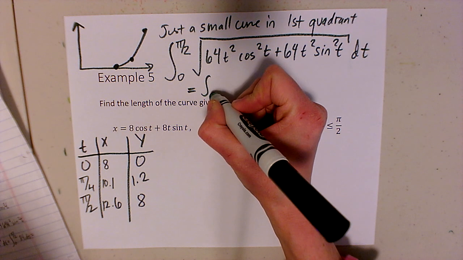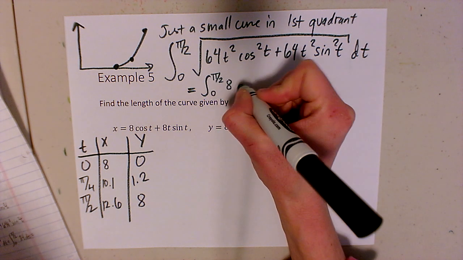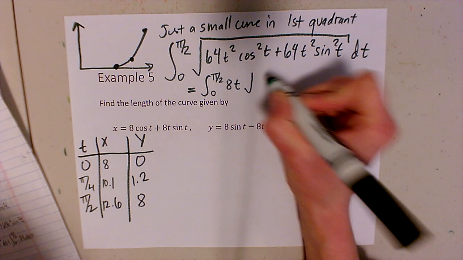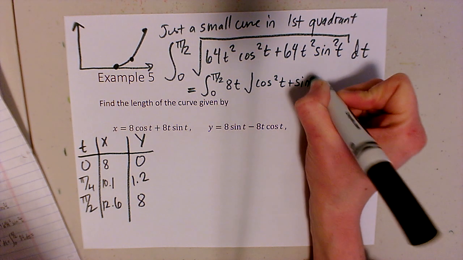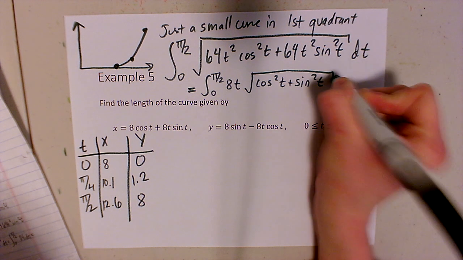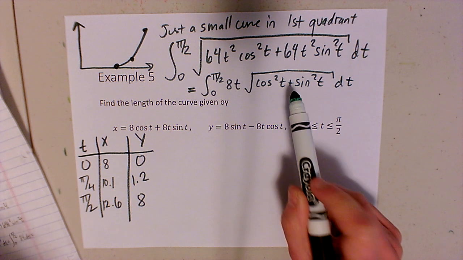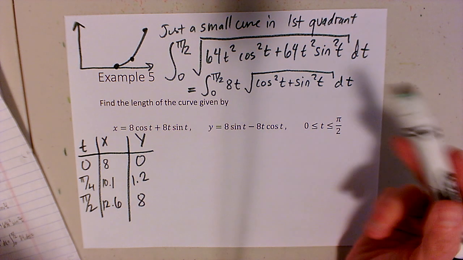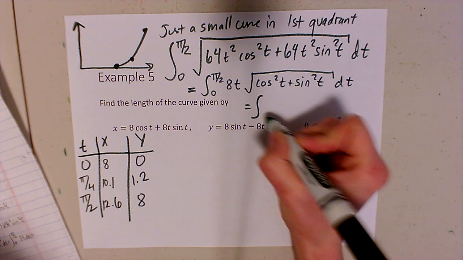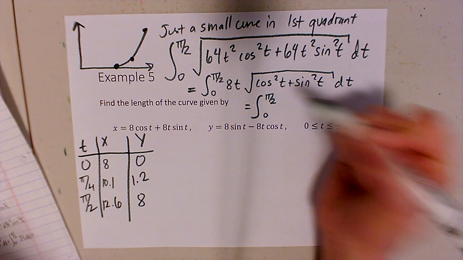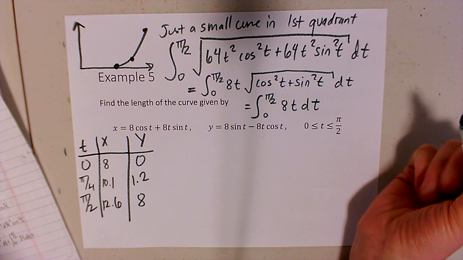So then this is going to turn into the integral from 0 to pi over 2 of 8t times the square root of cosine squared t plus sine squared t, and we're going to integrate it with respect to t. Now, this just turns into 1, and the square root of 1 is 1. So now we're really just doing the integral from 0 to pi over 2 of 8t with respect to t.